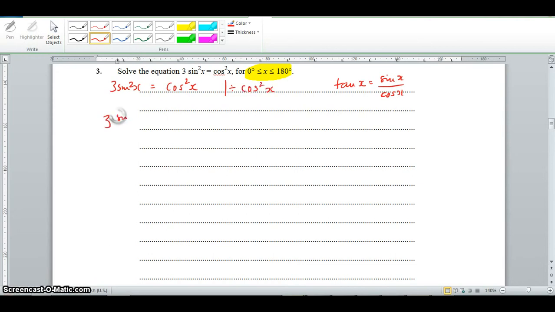So I get 3 sine square x over cos square x, and cos square x divided by cos square x is 1. So this becomes 3 tan square x equals 1. Therefore tan square x equals a third, and tan x equals 1 over the square root of 3. I could put a plus minus here, let's add that just for completeness. But if I look at this range here, I know that I don't have any negative answers anyway.